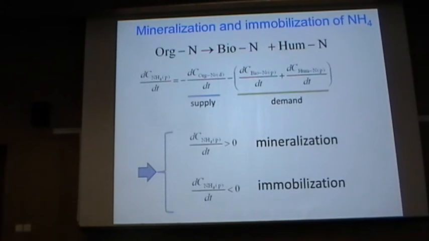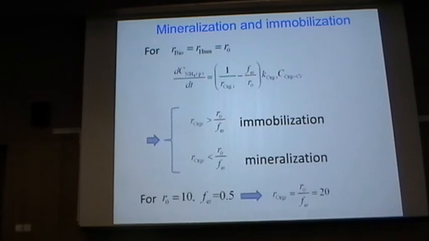Then, if the supply from the organic nitrogen exceeds the demand for the production of the biomass and humus, in this case mineralization occurs. If the deficiency occurs, immobilization occurs, like this. Then, since the CN ratio for biomass and humus are the same, the equation can be simplified like this. This equation is very important.